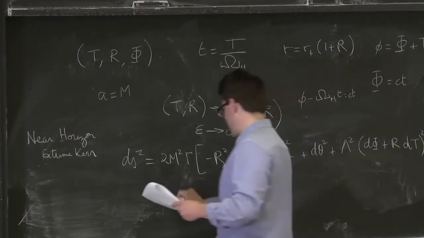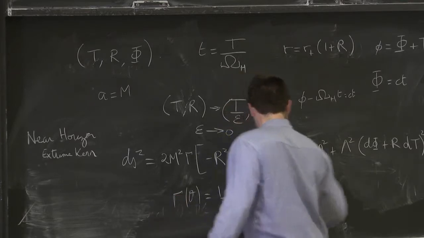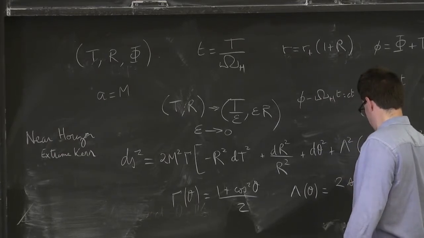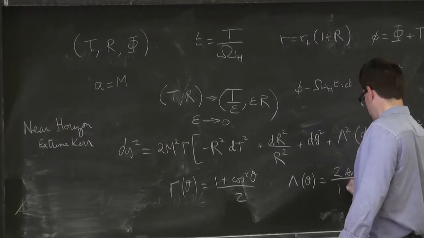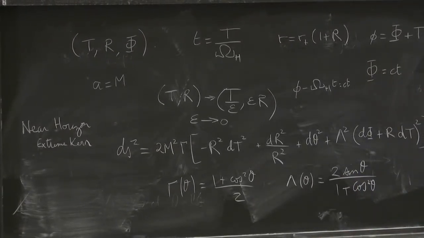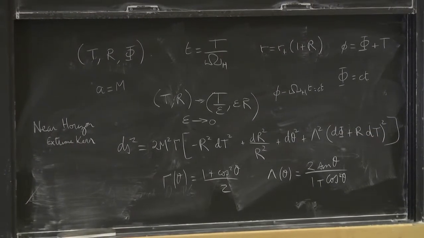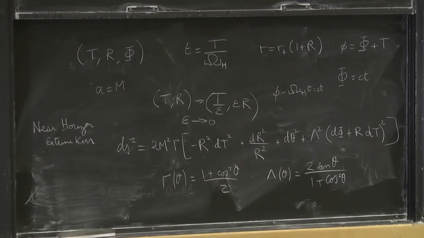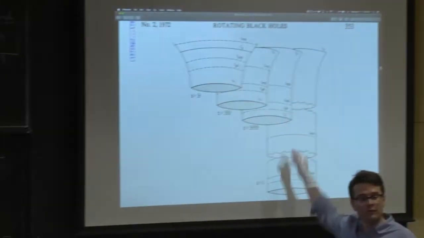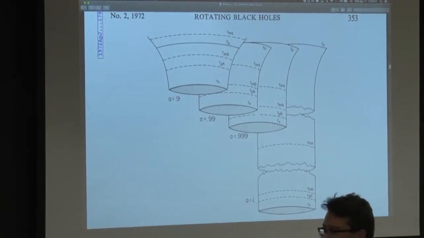Now, gamma of theta is some function, and lambda of theta is some other function. So this is the spacetime geometry of this throat. In other words, by the scaling limit, we've zoomed into the horizon. We've forgotten what's far away from the throat. We've cut it off at the mouth. And we're left only with this region, which is finally called the neck, the near horizon extreme Kerr geometry.